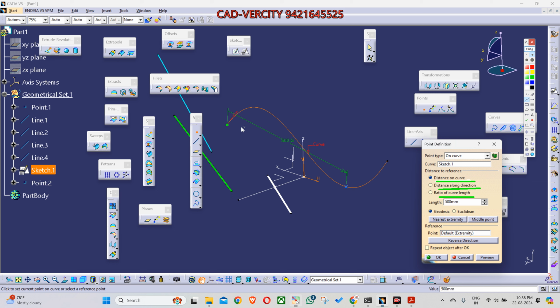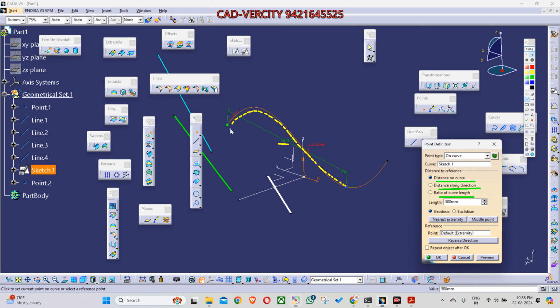But ratio of curve length. What is curve length? Here you can see the 500. It is the direct length from this point to this point. Can you see the green arrow? A ratio of 0.5 means it will be positioned exactly in the mid of this curve.